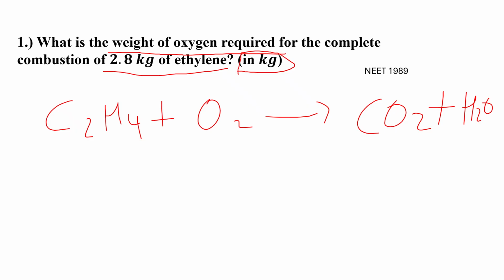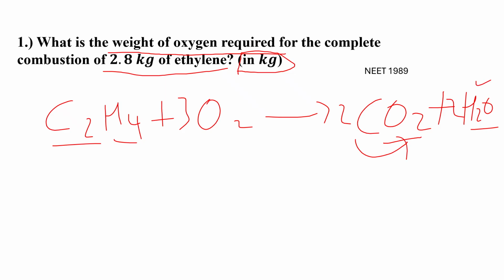So to make carbon dioxide and water, there are 4 hydrogen, so 2 water molecules, and there are 2 carbon, so there are 2 carbon dioxide. To balance this equation, oxygen should be 6 atoms, which means 3 O2, because here 4 oxygen is there, here 2 oxygen is there, so totally 6 oxygen is needed.